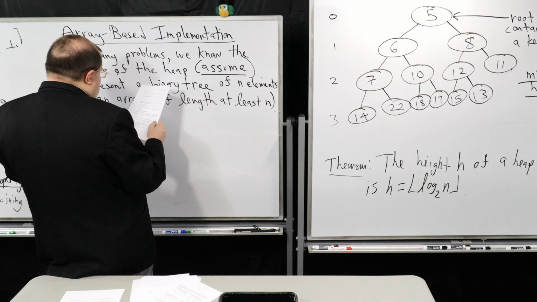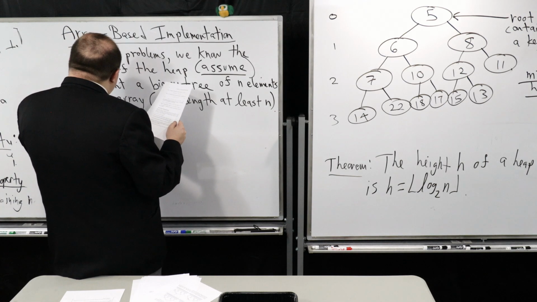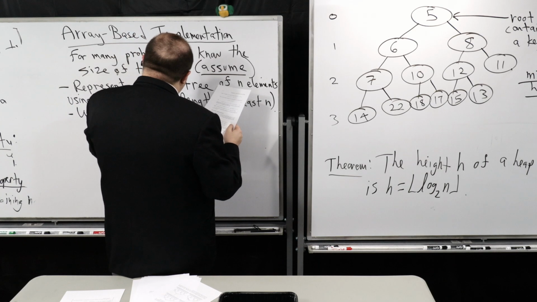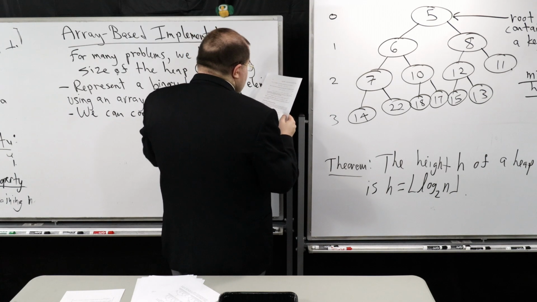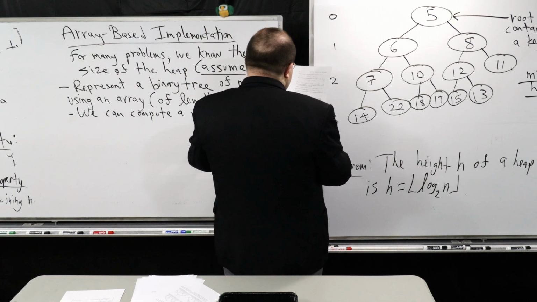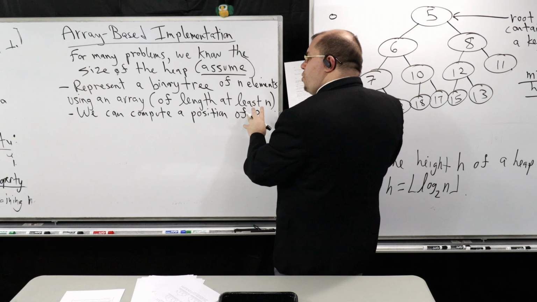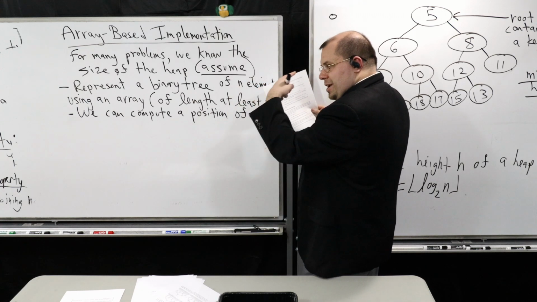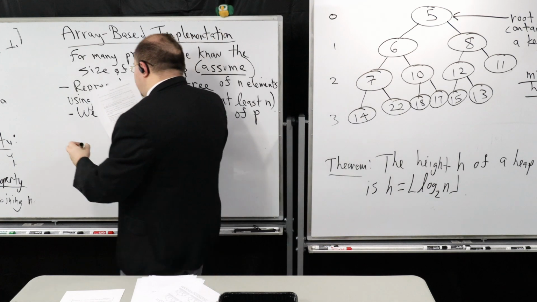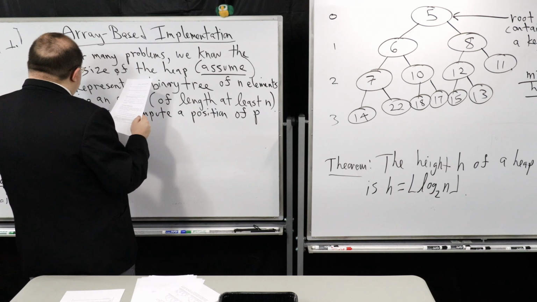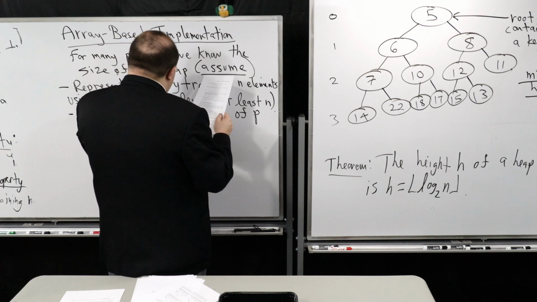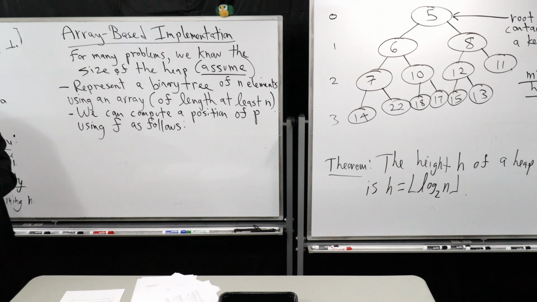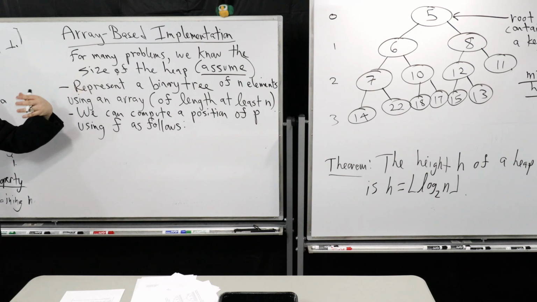So I'm going to say we can compute a position of P, where P is a node that's going to be in my tree over here, using a function f as follows. So I'm going to give you some rules for how we compute parts of the tree. All of these nodes are going to correspond to positions in an array.